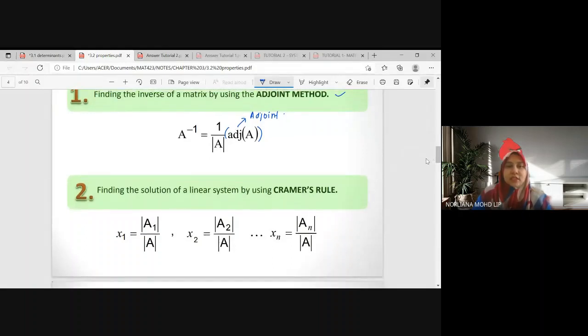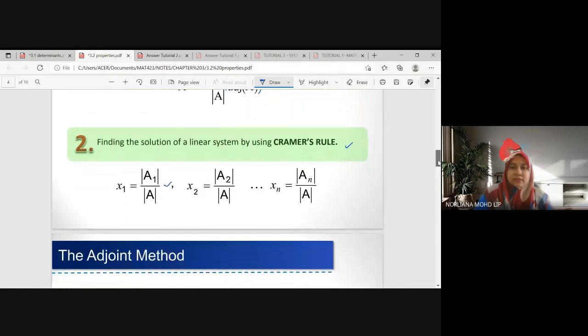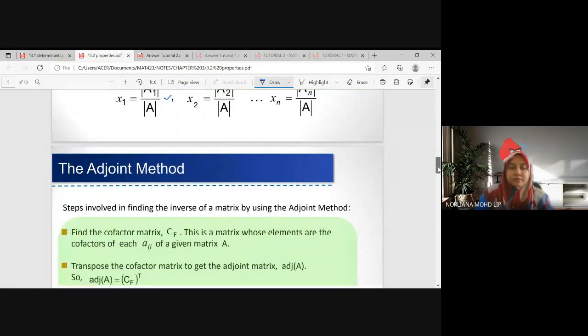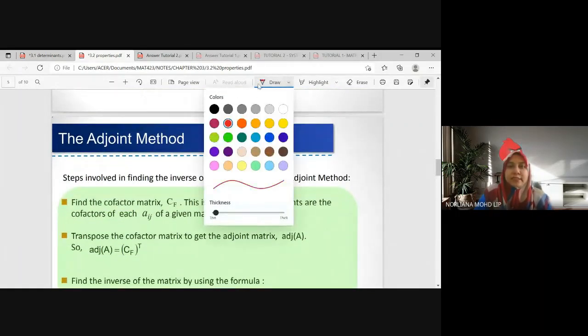Second application, to find the solution of a system of linear equations using Cramer's rule. We use this formula to find the variable x1, which is determinant of A1 over determinant of A, and so on, x2 and xn. We look at this example in Cramer's rule later. First we look at, okay, what is the adjoint method?